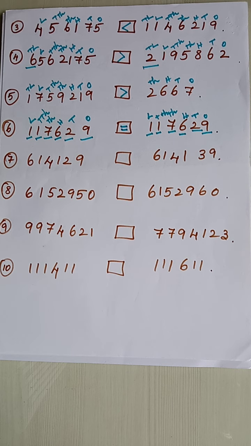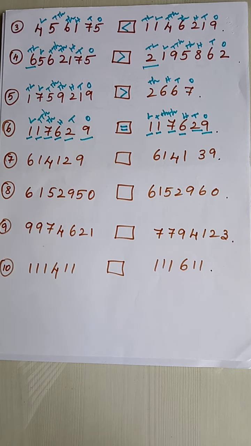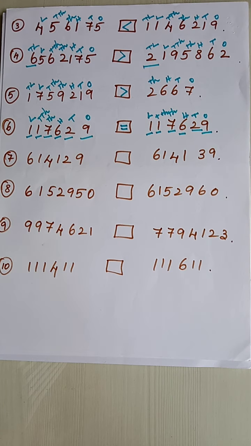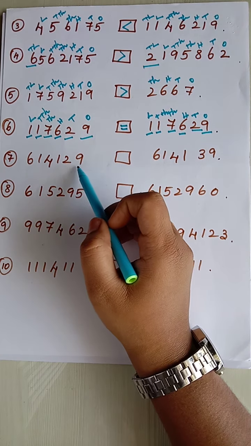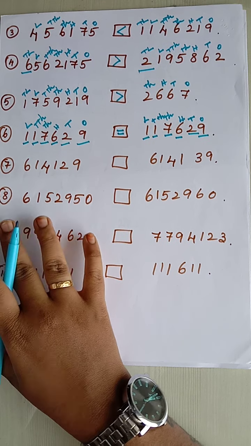Clear? Can you understand? If the first digit on both sides is same, we have to jump to the next second digit, then the next one, then the next one, like that. After that only we can identify the greatest and the smallest number. If all the digits are equal, then our answer should be equal. Next, for the next question, we have to write the place value as well.